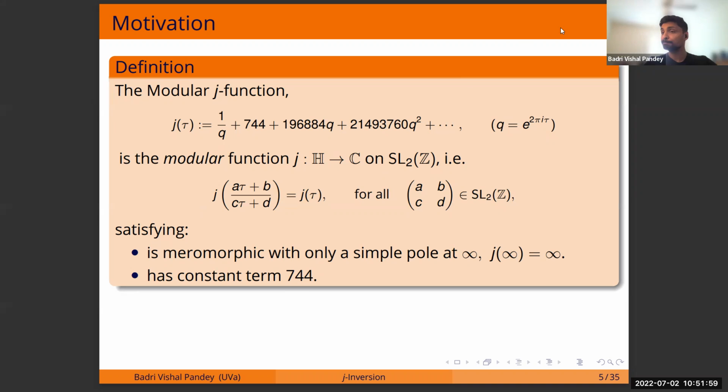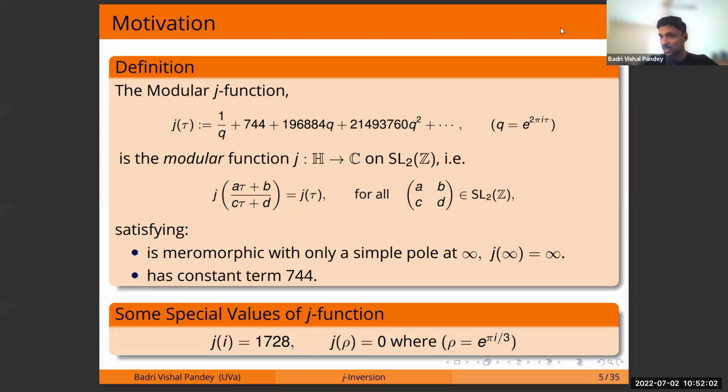So some special values of the J function: J at i is equal to 1728. J at rho, where rho is the sixth root of unity, is equal to 0. This is well known. This is actually coming from something that I defined last time, but I won't go into too much detail. I'm talking about these two points because they are really significant in my talk later. Any questions before I go ahead?